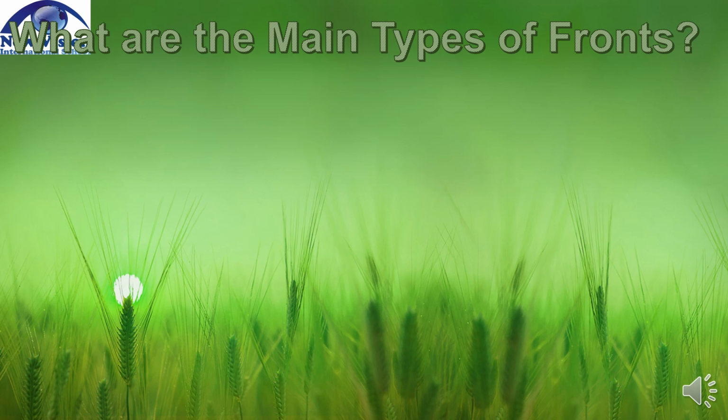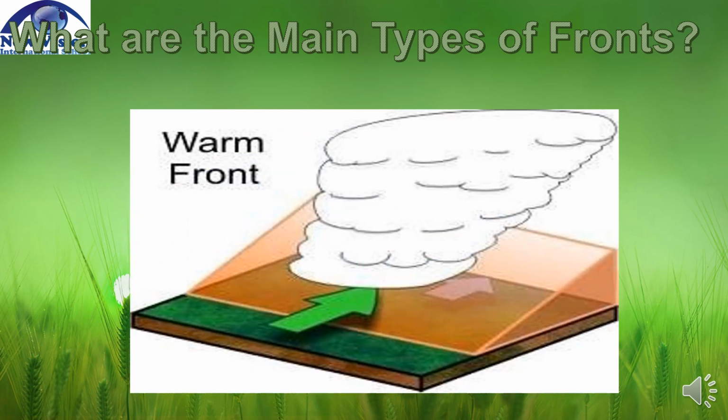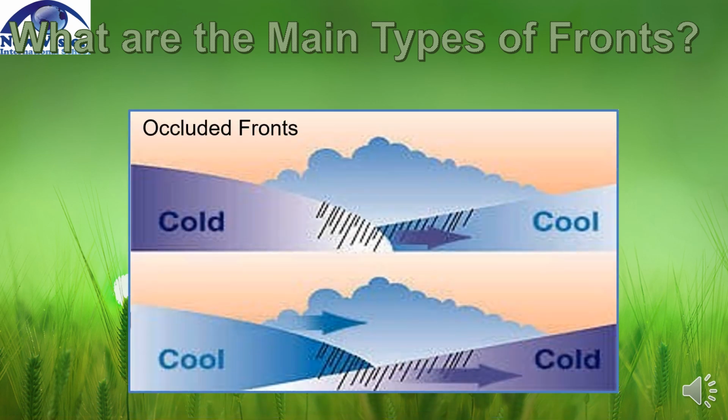What are the main types of fronts? Fronts are boundaries between two air masses. Colliding air masses can form four types of fronts. So we have cold fronts, warm fronts, stationary fronts, and occluded fronts.